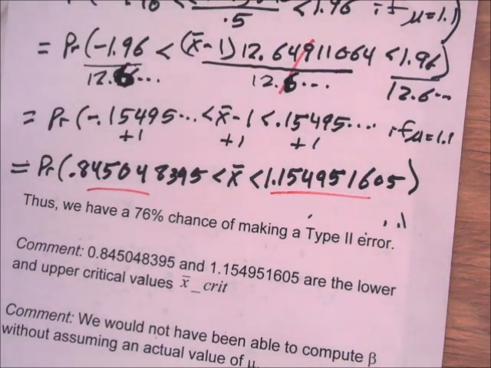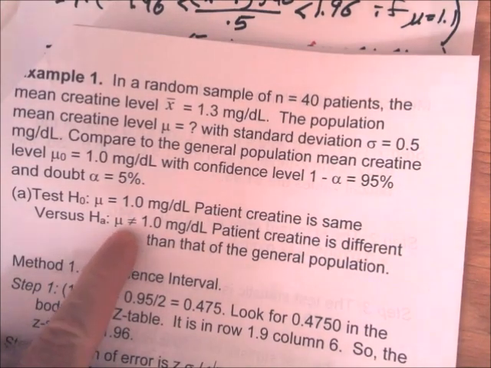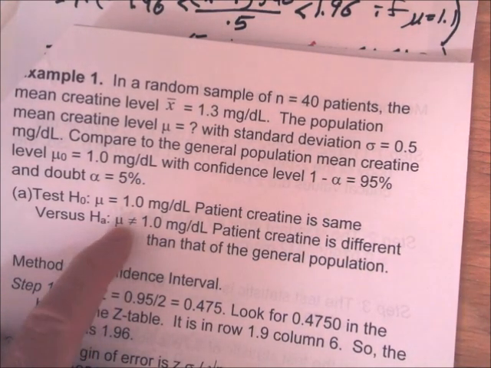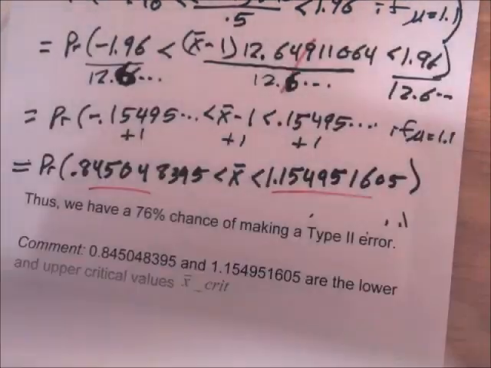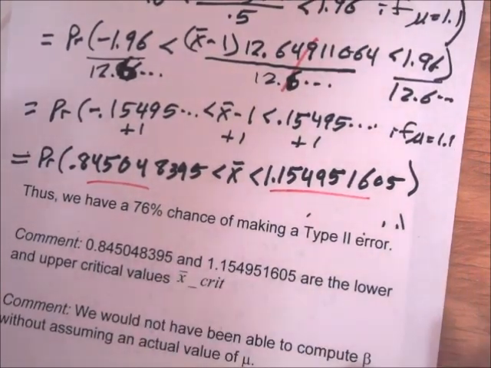If we go back to the original hypotheses, the original hypotheses had a not equal to symbol here. That's a two-sided test. If you have a greater than symbol, it'd be a right-tailed test, a less than symbol, a left-tailed test. But this is a two-sided test here. So we'll have two critical X values.